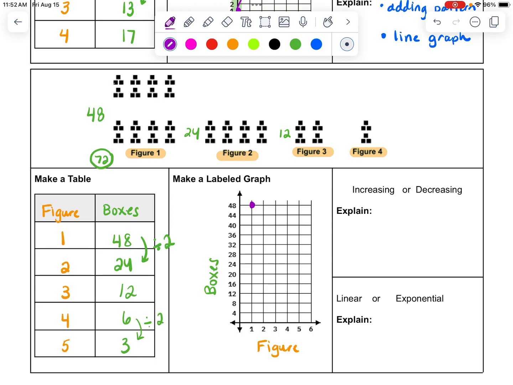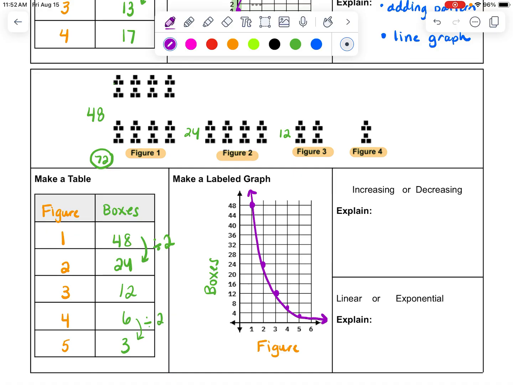2 goes with 24. 3 goes with 12. 4 goes with 6, which is actually in between the 4 and the 8, and 5 goes with 3, which is a little bit underneath the 4. Sometimes you're going to get these weird in-between numbers. Just do your best to estimate where it goes. I can already tell this isn't going to be a graph that looks like a straight line, so I'm just going to come in here and I'm going to land the plane. So it's going to get closer to the ground but not touch.